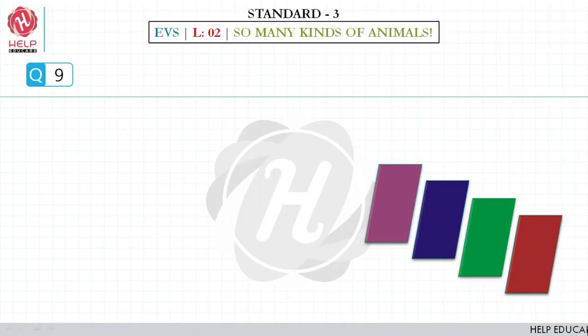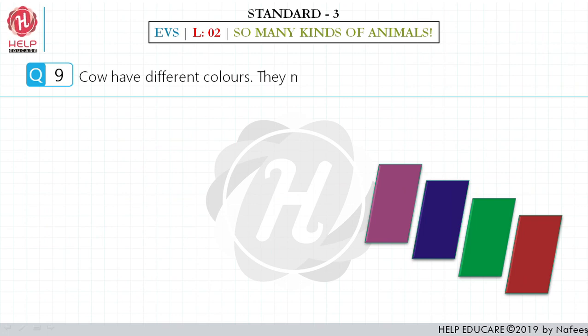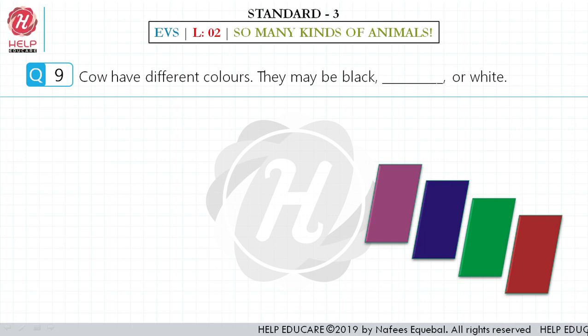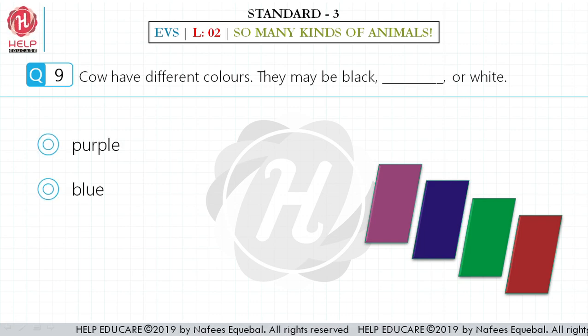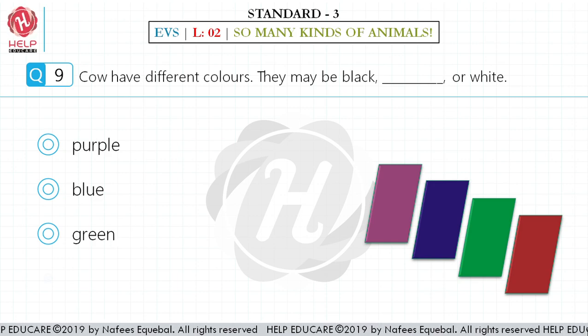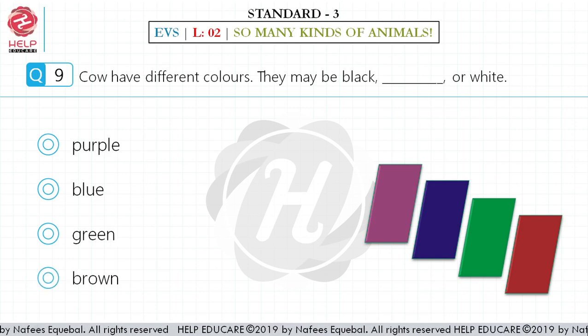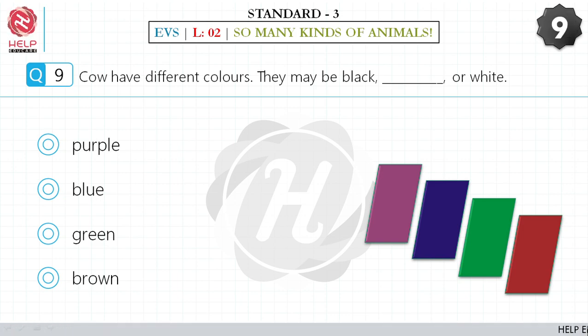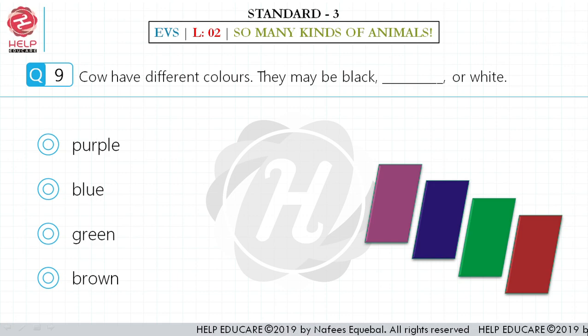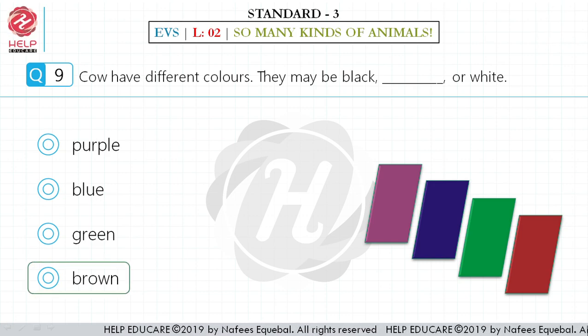Question number 9. Cows have different colors. They may be black, dash, or white. First option, purple. Second option, blue. Third option, green. Fourth option, brown. Your time starts now. Correct answer is brown.